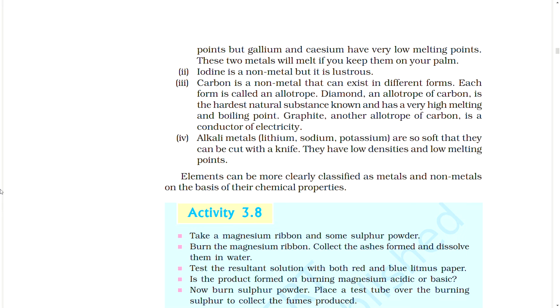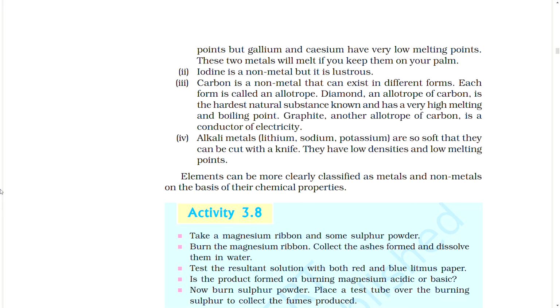2. Iodine is a non-metal, but it is lustrous. 3. Carbon is a non-metal that can exist in different forms. Each form is called an allotrope. Diamond, an allotrope of carbon, is the hardest natural substance known and has a very high melting and boiling point. Graphite, another allotrope of carbon, is a conductor of electricity.